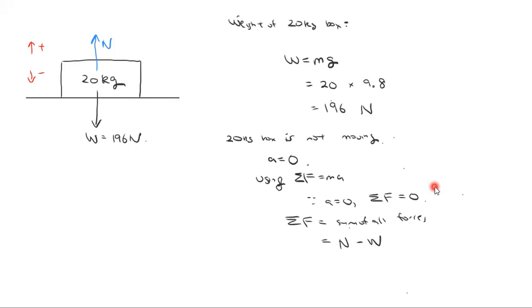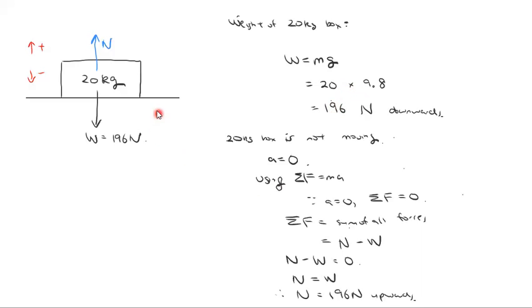Does that make sense? Yes. So in other words, we're saying N minus W equals 0, which means N must equal W. Does that make sense? Yes. And therefore, in our situation here, your N must equal 196 newtons upwards. And this is 196 downwards. So, do you understand how we did this question so far? Yes. Good. So, calculating weight is easy.